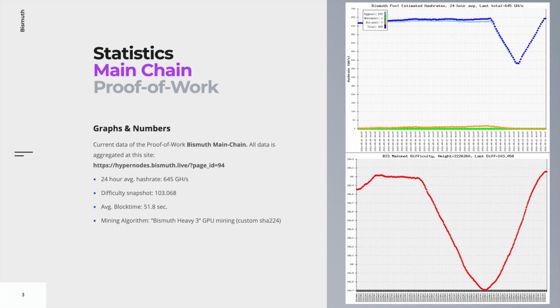The Bismuth difficulty retargets every block. The difficulty is at 103.068 currently, and the average block time is around 51 seconds. It should be around 60 seconds. Then the mining algorithm which is being used is the Bismuth Heavy 3. It's a custom mining algorithm targeted for GPU mining. So if you want to mine Bismuth, you are welcome to join our Discord server, and there is all the information you will need to join a pool, and then you can mine Bismuth.